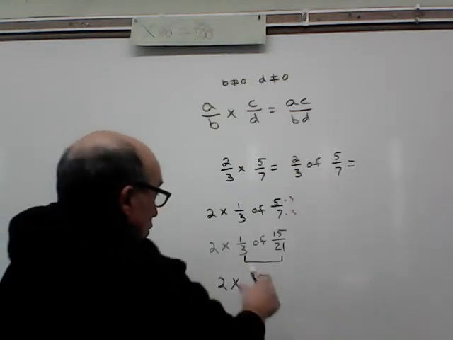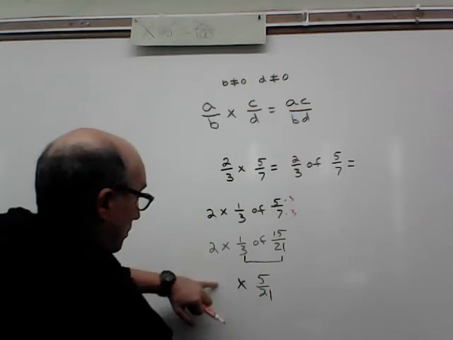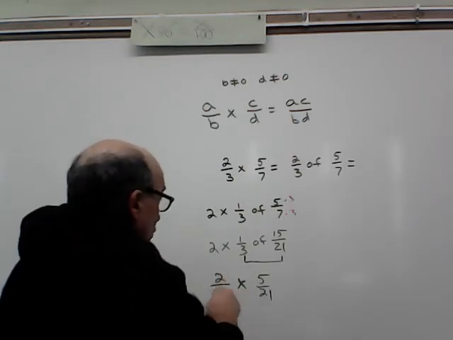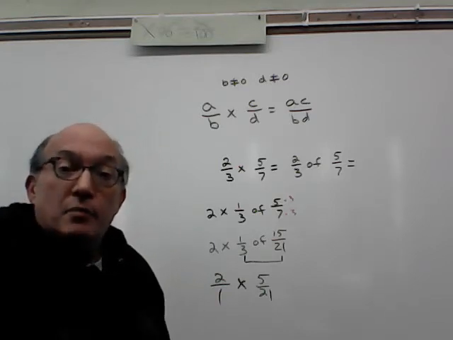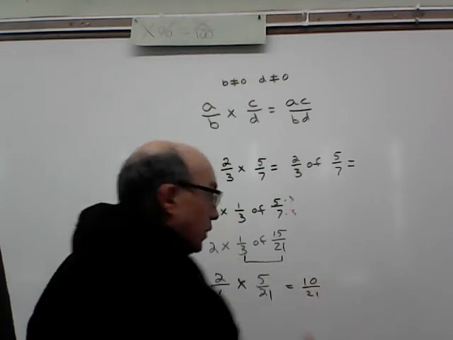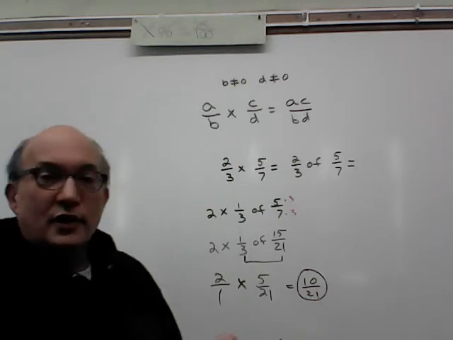And what we could do, if you're curious about this, is to multiply 5/21 by 2. You can represent that 2 as 2 over 1. 2 over 1 is 2. And multiply across the top and bottom, and we have 10/21, the answer that we knew that it was.